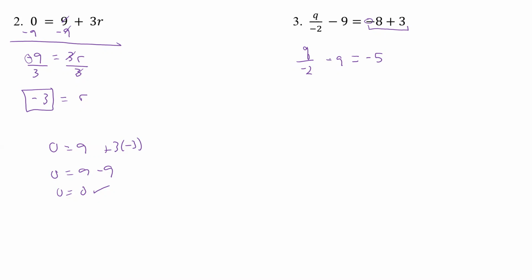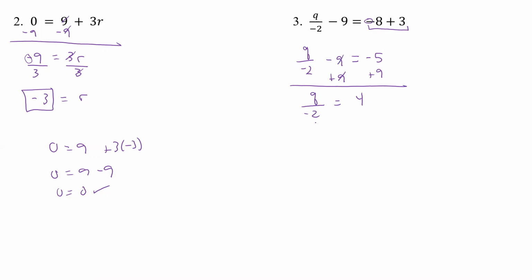Now let's get rid of this 9. So let's add 9 to both sides. So those cancel. We get q over -2 equals. Now 9 minus 5 is 4. So that was pretty easy.